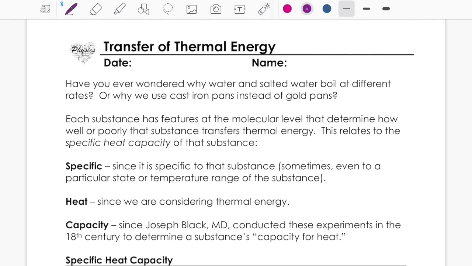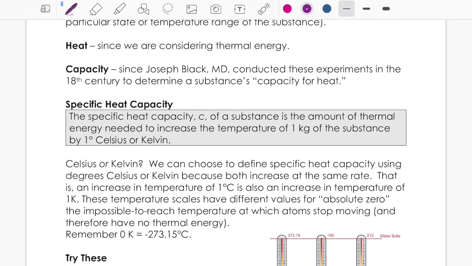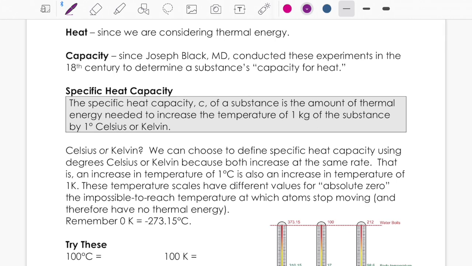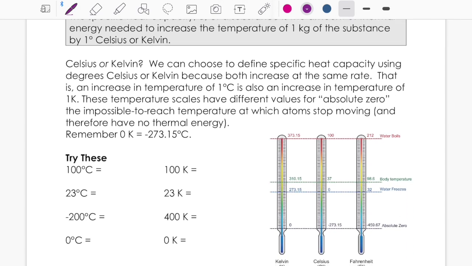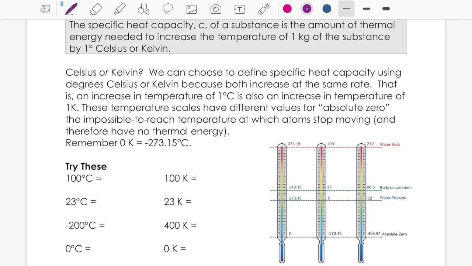These notes are over the transfer of thermal energy. Each substance has a physical property that's known as the specific heat capacity. Specific heat capacity is just the amount of energy required in order to raise 1 kilogram of whatever the substance is by 1 degree Celsius.